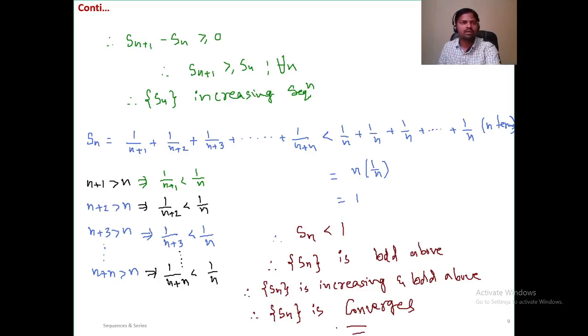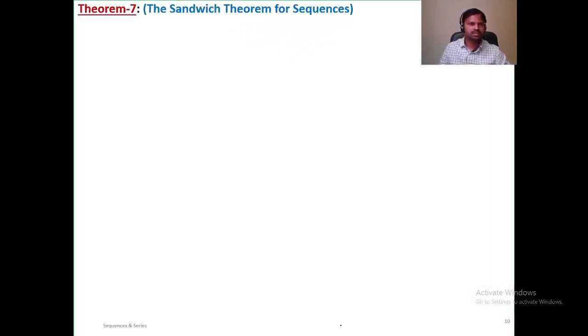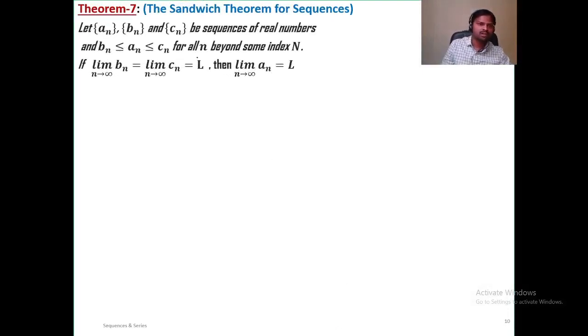Continuing, theorem number 7 is an interesting theorem: the Sandwich theorem for sequences. We take three sequences, An, Bn, and Cn, of real numbers such that the nth term of Bn is less than or equal to the nth term of the middle sequence An, which is less than or equal to the nth term of the third sequence Cn. This is true for all n beyond some index N.